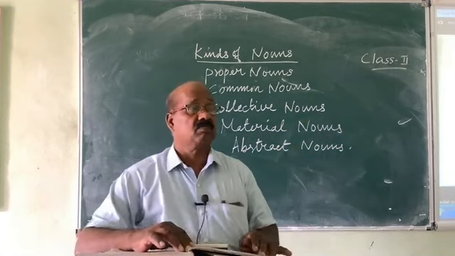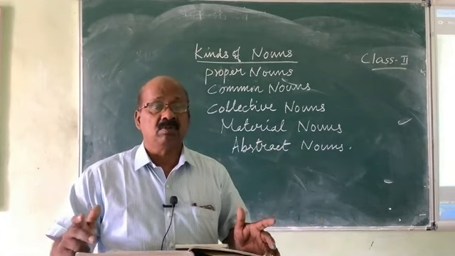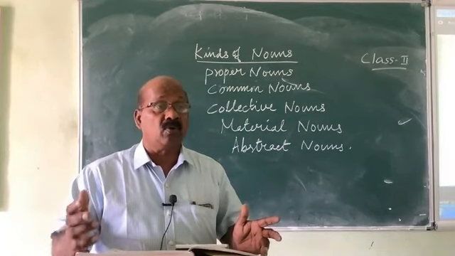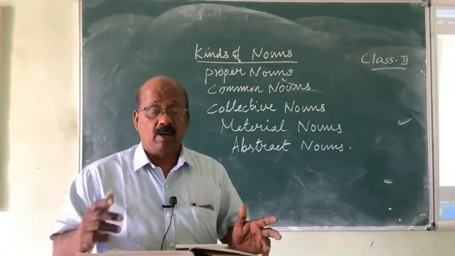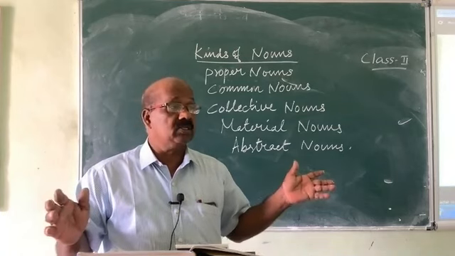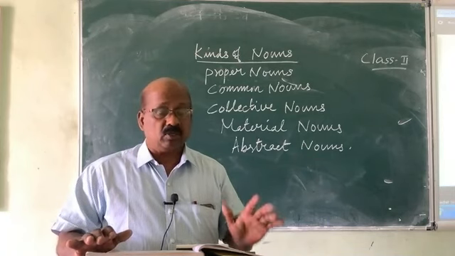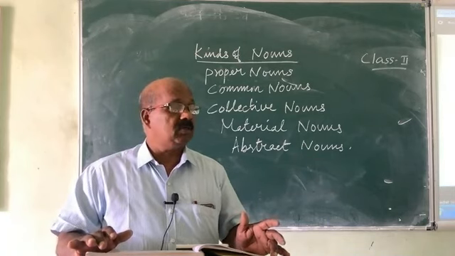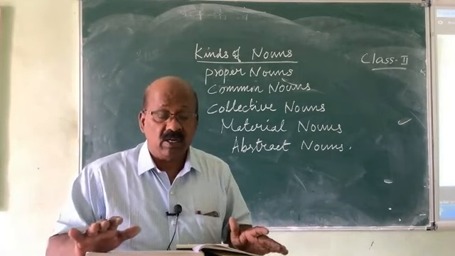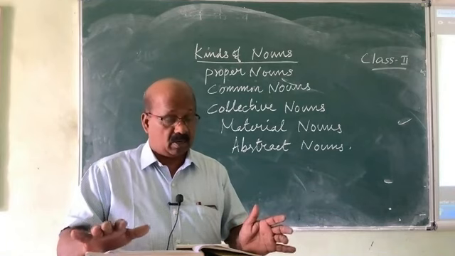Then places: school, library, bus stand, temple, church. Then things: mug, floor, gua, apple. Then living beings: ants, lion, snake, dinosaur, etc. Then professionals: engineer, doctor, nurse, shopkeeper, driver, electrician, plumber. All these are professionals. Such names are called common nouns.